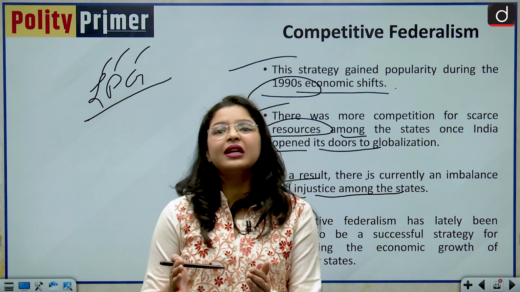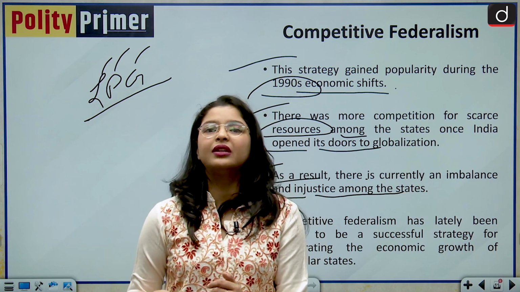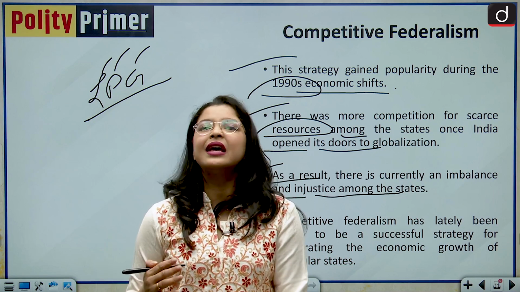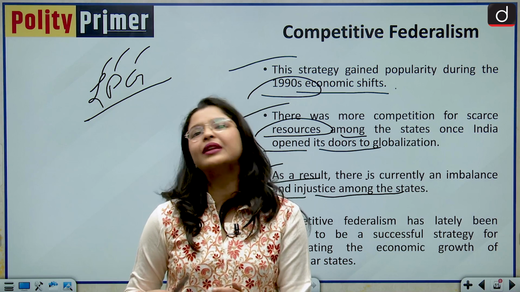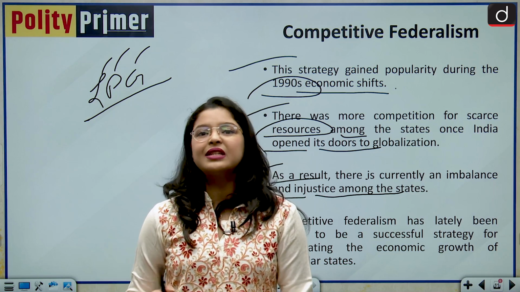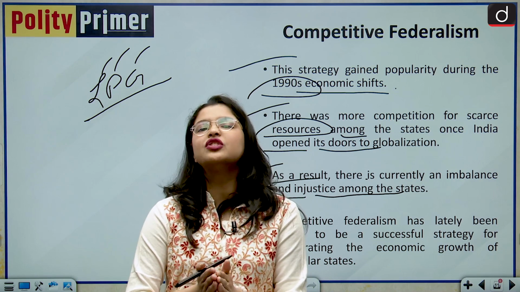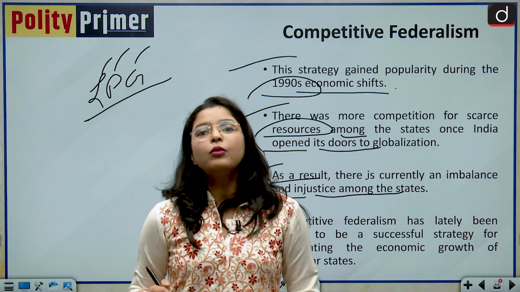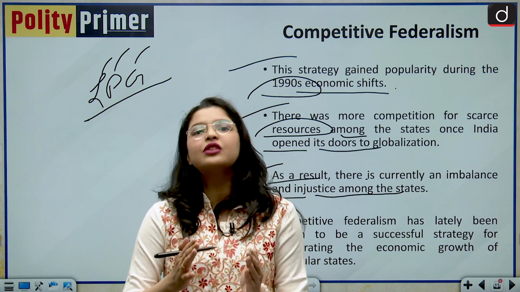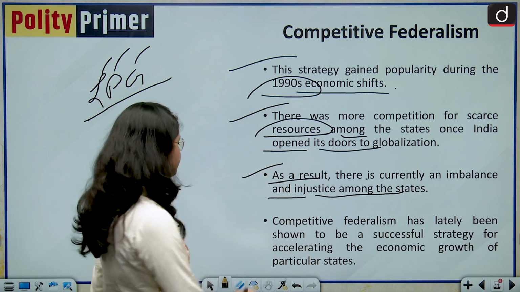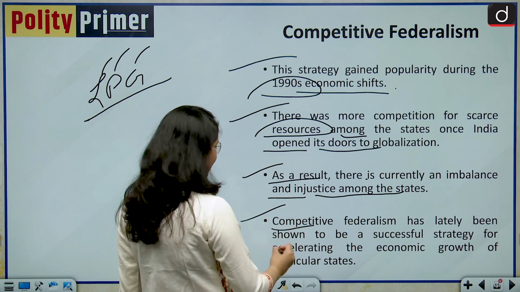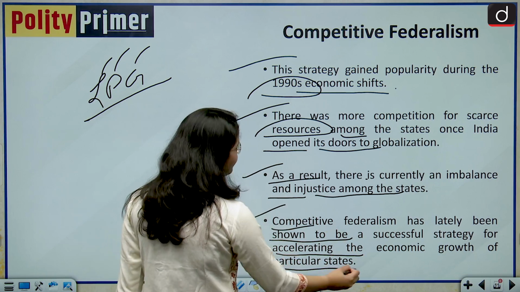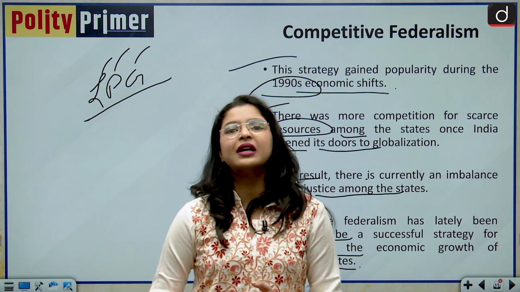You will see that the states are fighting with each other, they are competing with each other in a negative sense, and this has been said by various critics and scholars as well, that most of these states are competing with each other negatively for resources. And this is happening even today. Most of these states are trying to attract FDIs to their own state. Competitive federalism has lately been shown to be a successful strategy for accelerating the economic growth of a particular state. So this is currently happening.